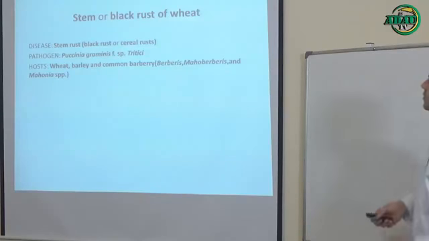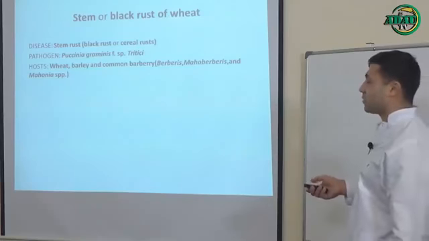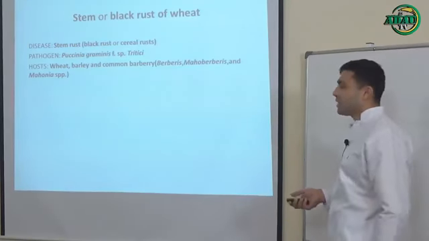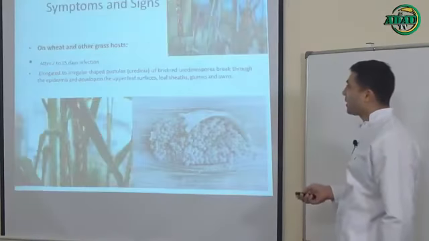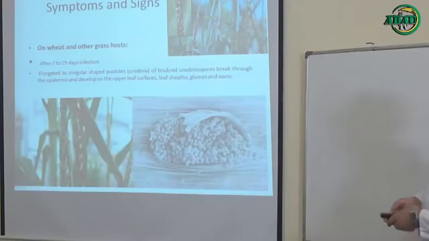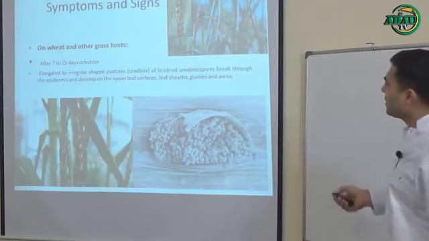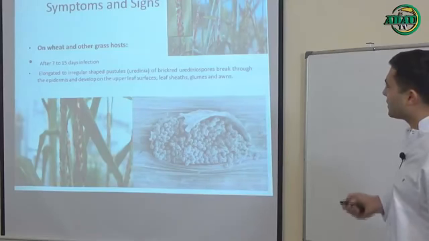And here we can begin with the first, stem or black rust of wheat. The disease name is stem rust. You can also call it black rust or sometimes cereal rust. The pathogen name is Puccinia graminis. The host plants here are wheat, barley, and common barberry. So for symptoms and signs, you can see in these pictures the symptoms on plants after 7 to 15 days of infection.